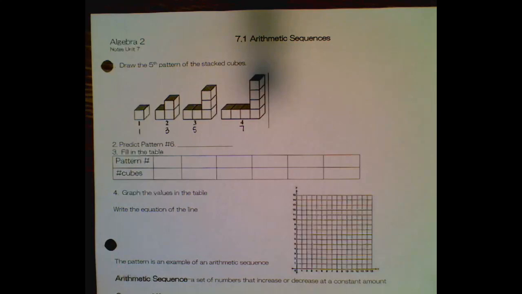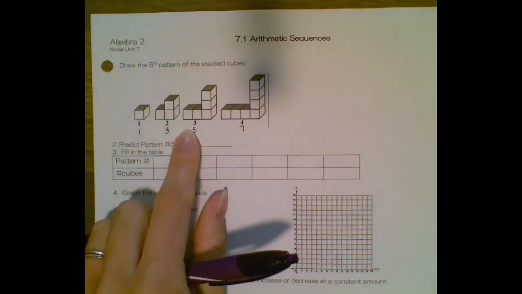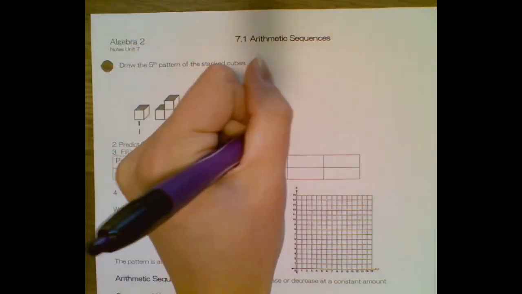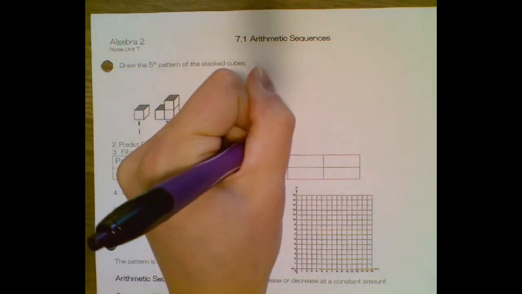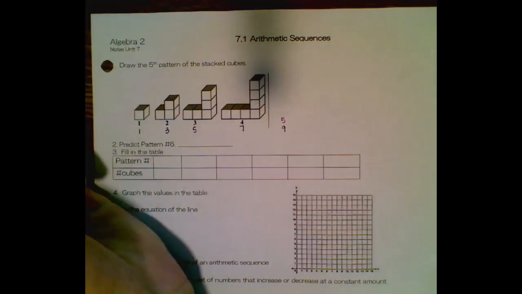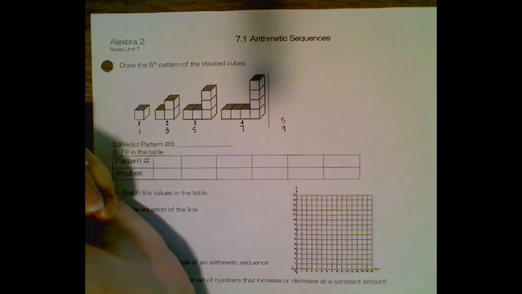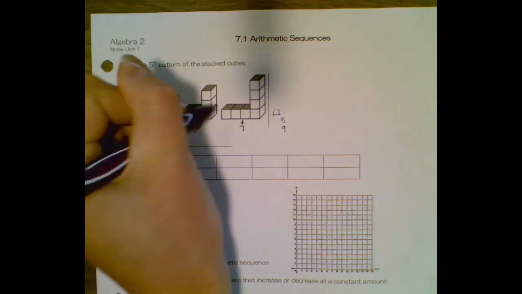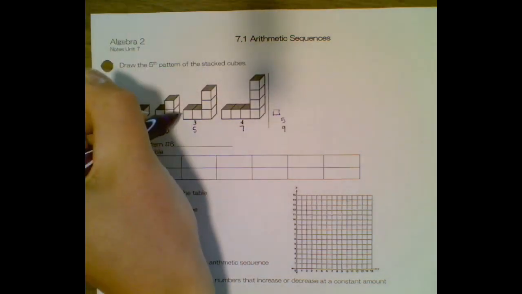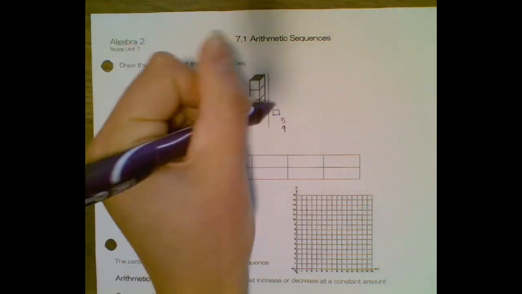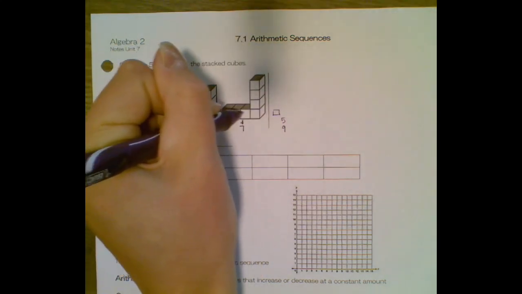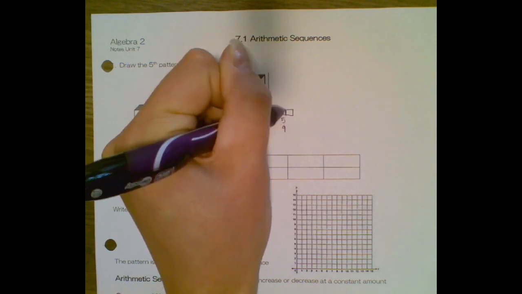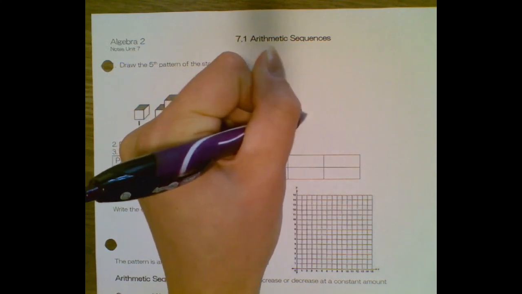Okay. Notice that we are increasing by 2 cubes each time. So for the fifth pattern, we will have 9 cubes. So that would look like this. See, it looks like they add a cube here and here each time. So 1, 2, 3, 4. So 1, 2, 3, 4, 5.